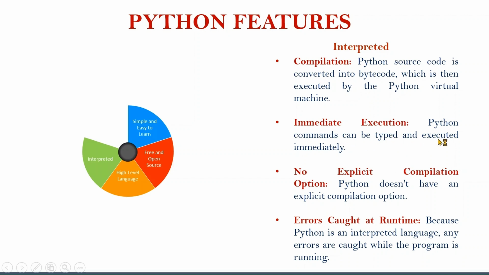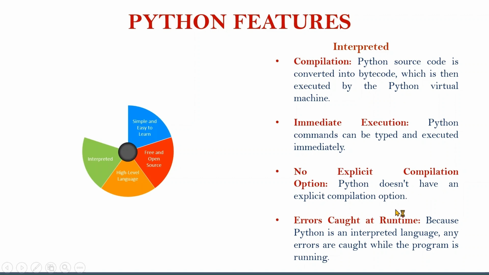Then immediate execution: Python commands can be typed and executed immediately. You just type a command, your code gets interpreted, and you get the output. So no explicit compilation option is available. Python does not have any explicit compilation option.